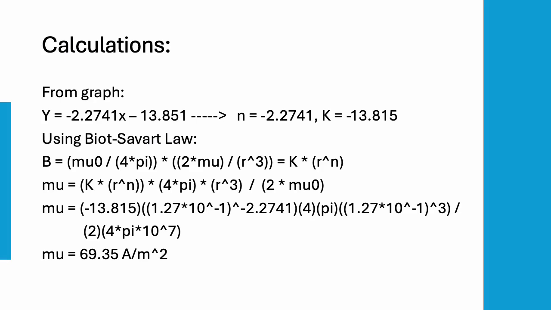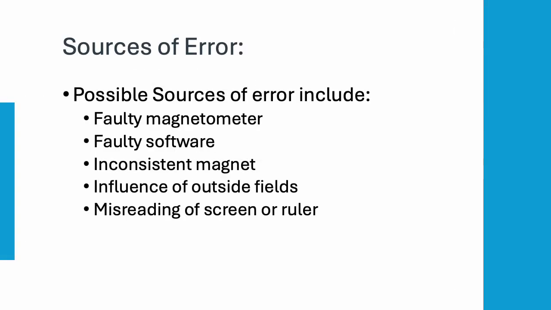From the linearized graph's slope and y-intercept, we can determine the n and k values of B equals k r to the n. Setting the Biot-Savart law equal to k r to the n, solving for mu, and substituting in our known values, we get the value of mu to be 69.35 amperes per meter squared. Some possible sources of error in the lab include faulty magnetometer, faulty software, inconsistent magnets, influence of outside fields, and misreading of the screen or the ruler.